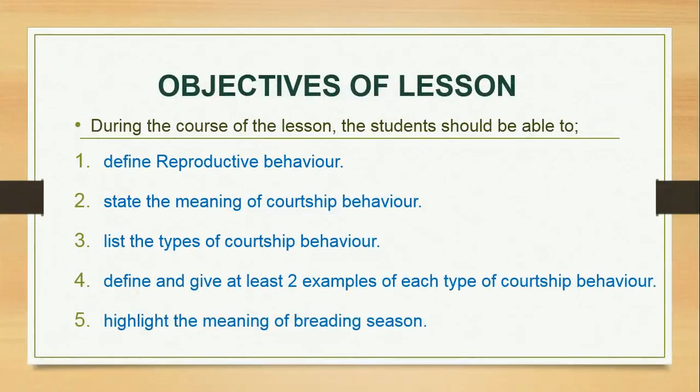Objectives of lesson. During the course of the lesson, the student should be able to: 1. Define reproductive behavior. 2. State the meaning of courtship behavior. 3. List the types of courtship behavior. 4. Define and give at least 2 examples of each type of courtship behavior. And 5. Highlight the meaning of breeding season.